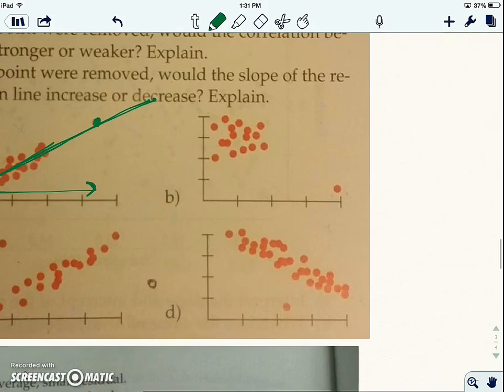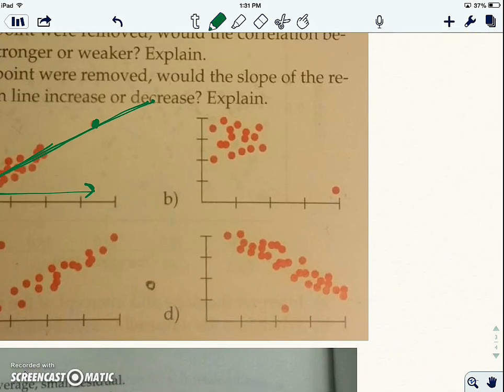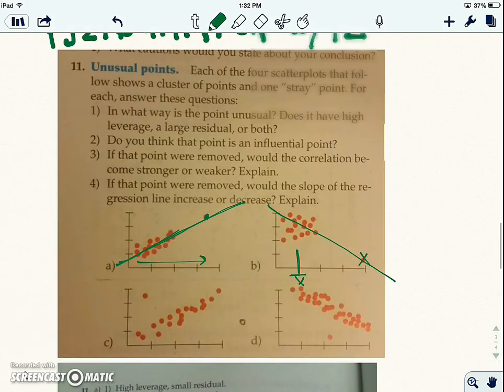Now let's look at B. Okay, so for B, without this point, probably kind of just have a regression line like this. But with this point, we're more like this. Again, the average X was probably right here, so we have some high leverage. So let's see what it says. In what way is this point unusual? Does it have high leverage, a large residual, or both?